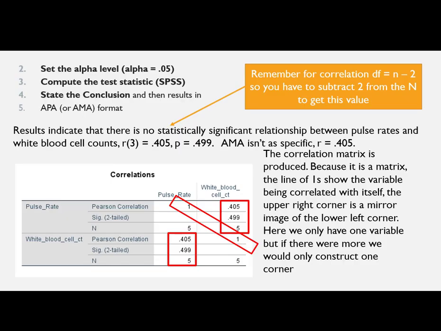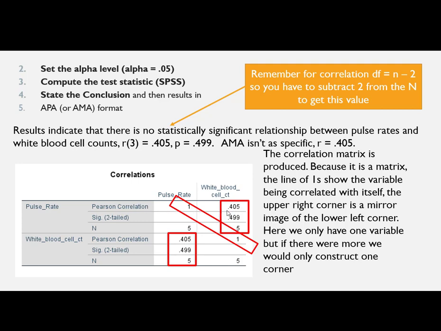Okay, so I kind of have a lot going on this slide. First thing I want to call your attention to is the output. Okay, so we see we have pulse rate and white blood cell count, pulse rate and white blood cell count. Correlation is calculated using a matrix. And because it's a matrix, what's in the upper right-hand corner is replicated in the lower left-hand corner. Pulse rate correlated with itself is a perfect correlation. So that's where you see the 1 here, same with white blood cell count. So when you're reporting, you just look at the upper right-hand corner or the lower left-hand corner.